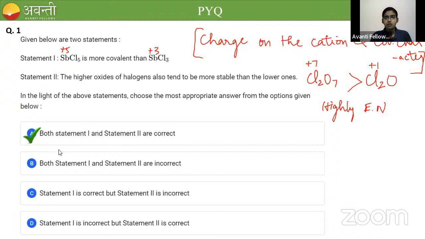I hope this is clear to all of you. If you have any doubt, just let me know in the chat box. We will discuss it again. I hope there is no doubt.